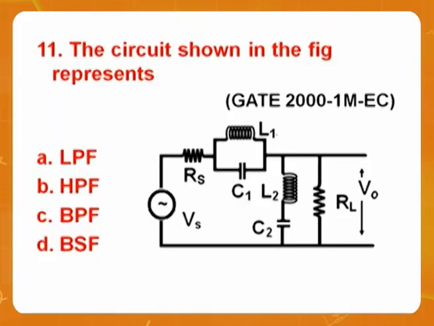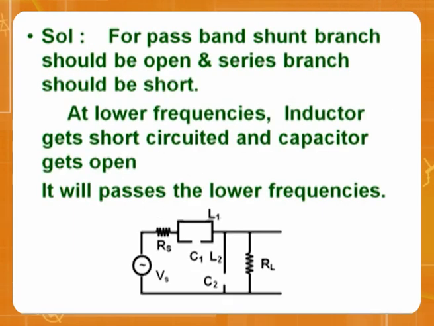The second approach is to put the frequencies, draw the equivalent for low frequency, and draw the equivalent for high frequency. If it is allowing low frequency, call it low pass. If it is allowing high frequency, call it high pass. If it is allowing both, then you have to say whether it is band pass or band elimination. Then it all depends on whether F1 is less than F2 or F1 is greater than F2. Shall we look at that? Let's go to the solution.